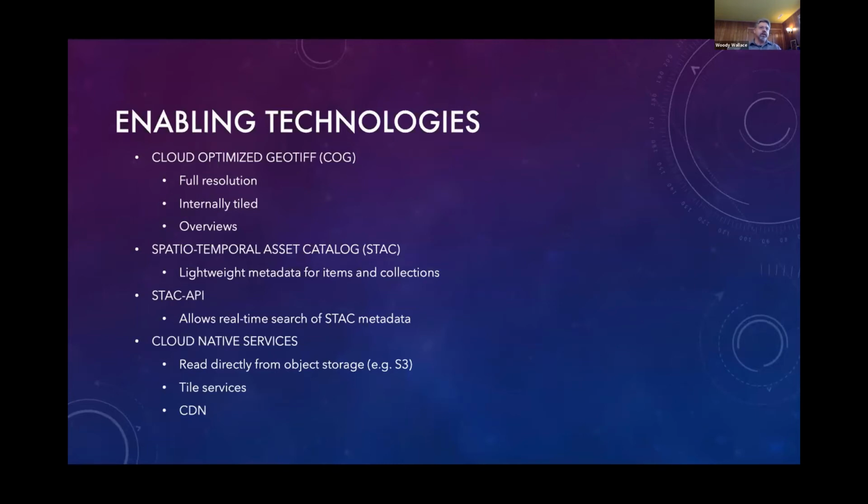Another enabling technology is spatio-temporal asset catalogs, called STAC. These are lightweight metadata, and it's basically composed of JSON files for each item, and then these files are referenced in other JSON files called catalogs.